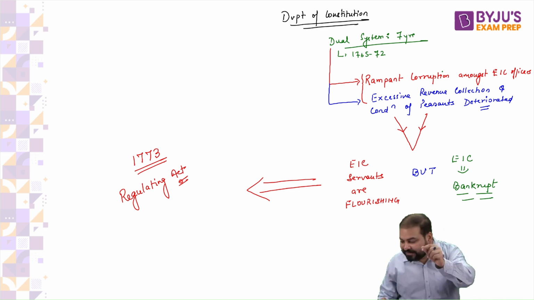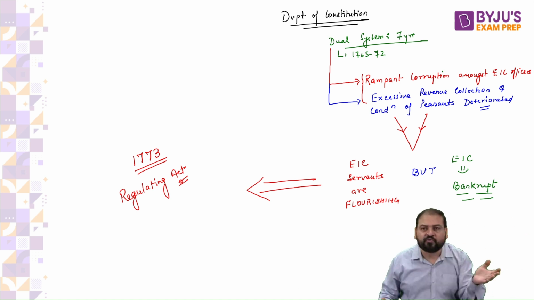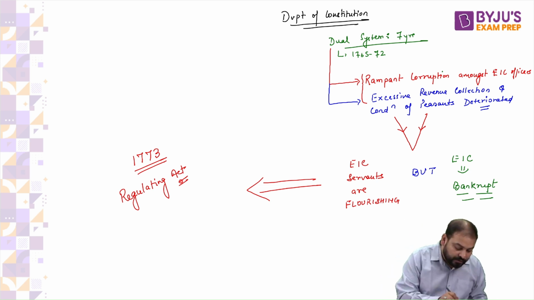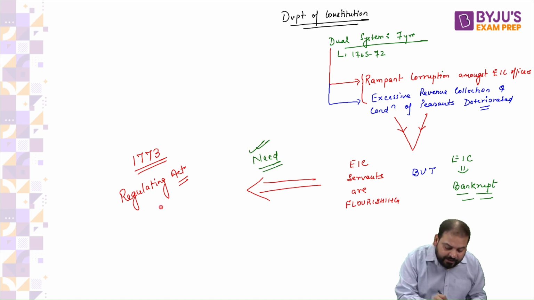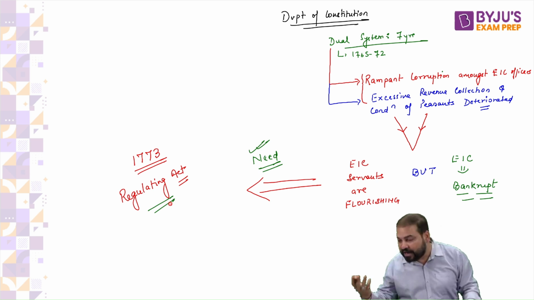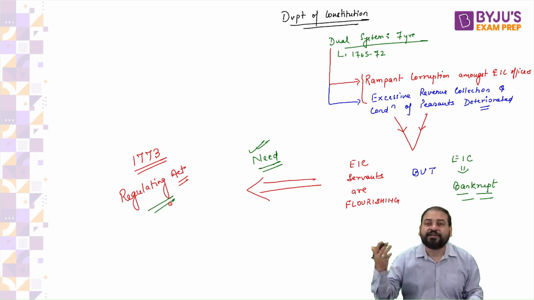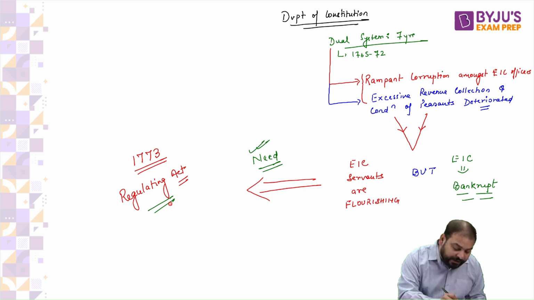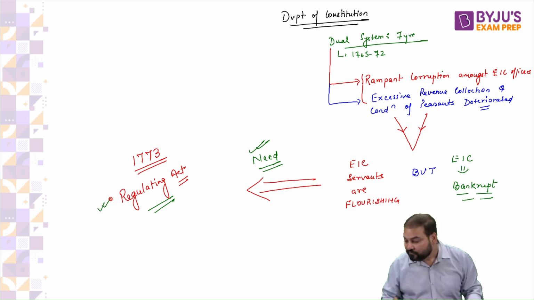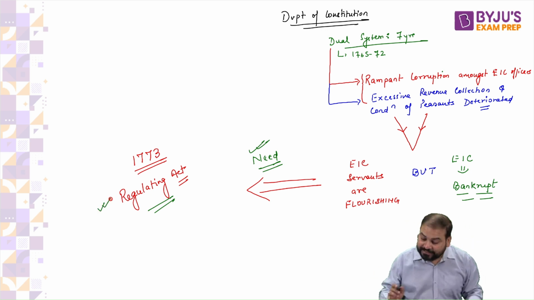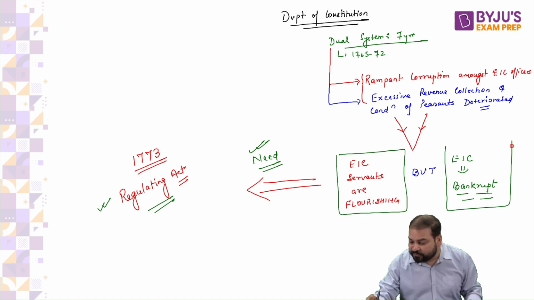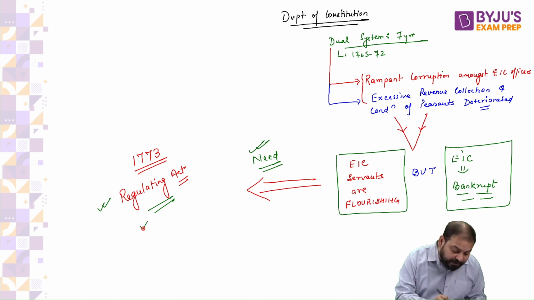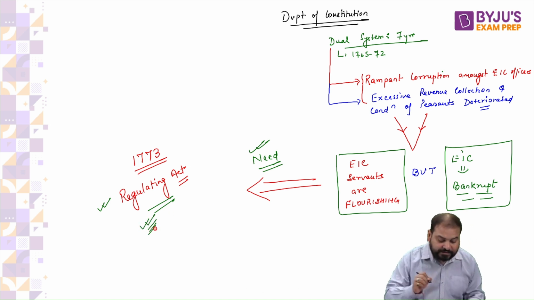I'm making the things very simple for you. There are other issues also, in America and all. But overall, everyone, do you understand? Please understand. Do you understand the need of this law? If anyone ever asks you why the British brought the Regulating Act, you should always say that the company's servants were flourishing, the company was becoming bankrupt, and that's why the government had to interfere.